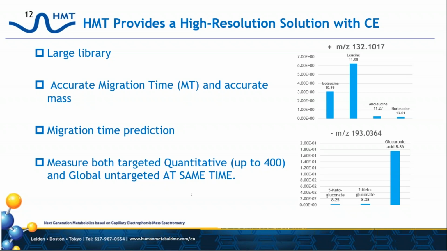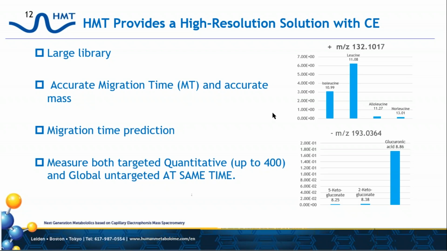Our migration time is accurate, and we use this to help predict unknown metabolites. And our resolution from the CE allows us to separate metabolites that have the same mass. On the far right, you see one metabolite series of 132, 1017: isoleucine, leucine, alloisoleucine, and norleucine. Again, these are all isobaric, they're just different structures, and we can separate them by the retention times, as you can see underneath. Below is another series of 3 metabolites of the same mass, again separated by migration time using the high resolution capability of the capillary electrophoresis.